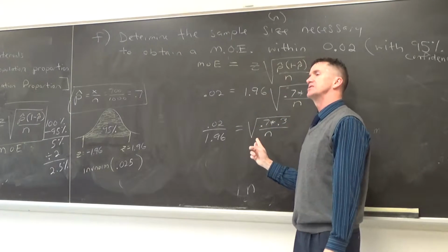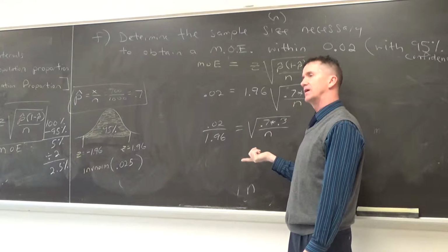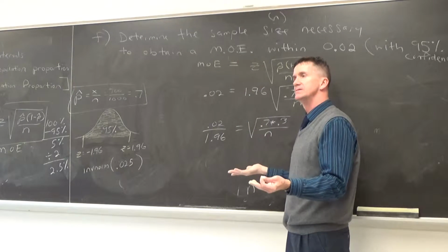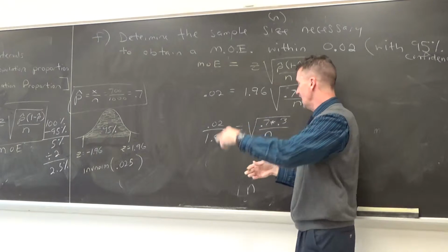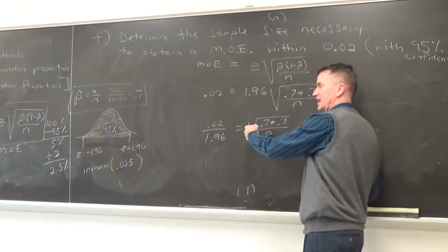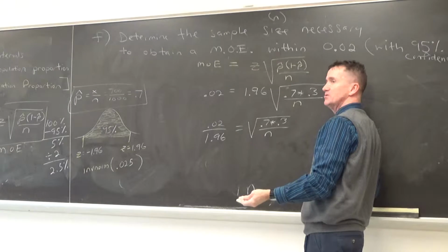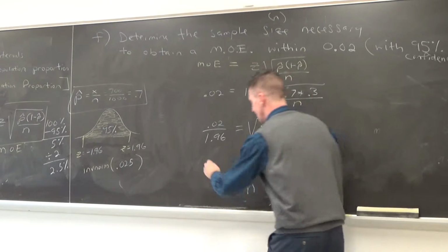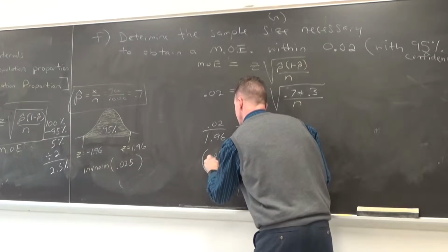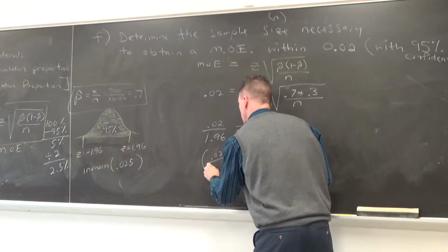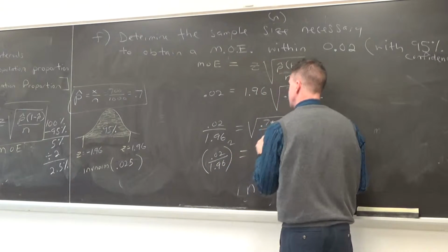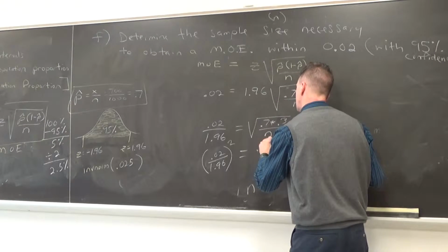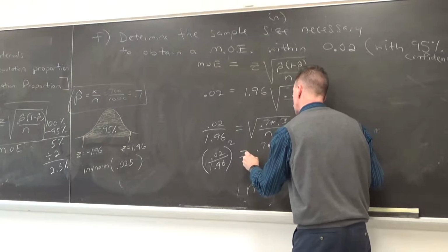Now I'm going to get rid of the square root. I bet you know what I have to do. If I get rid of the radical, I have to do something to both sides. I square. I'm trying to solve for n, I want to get rid of this hat. I'll just square both sides. I'll just take this number, 0.02 over 1.96 on my calculator, and square it. And what happens is, you square a radical, and that radical goes away.